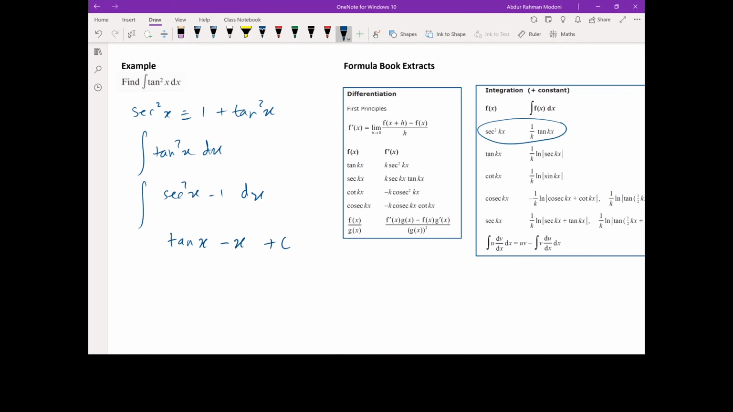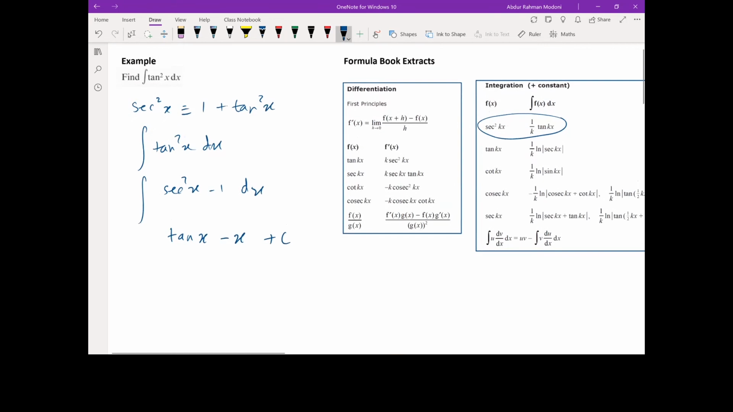You need to have your formula book beside you and look at it to spot if there is a function that you can integrate.